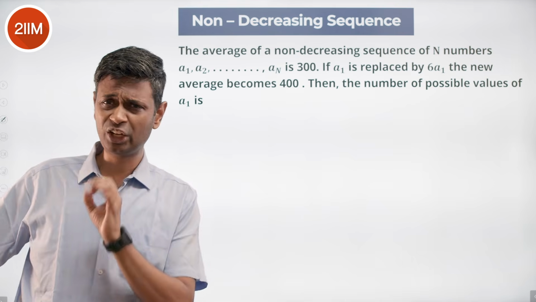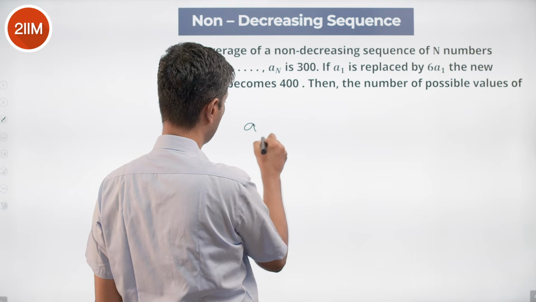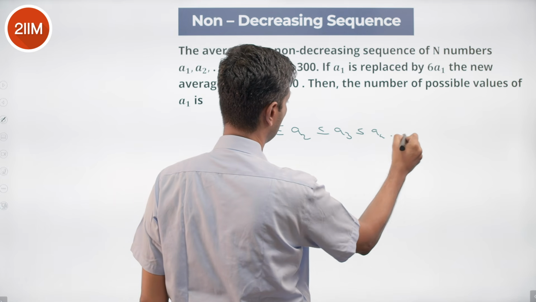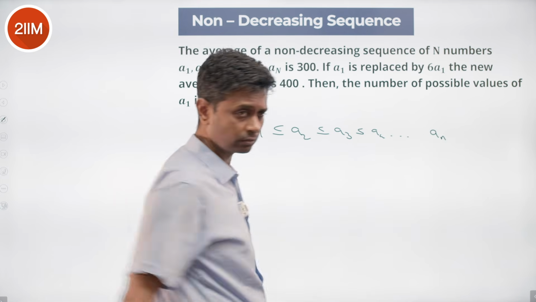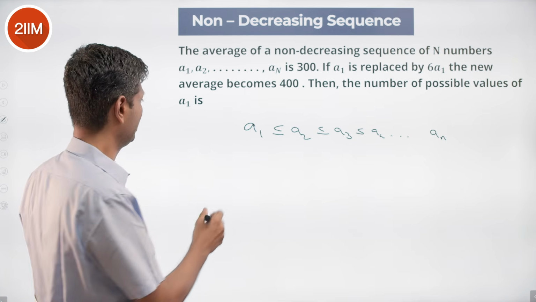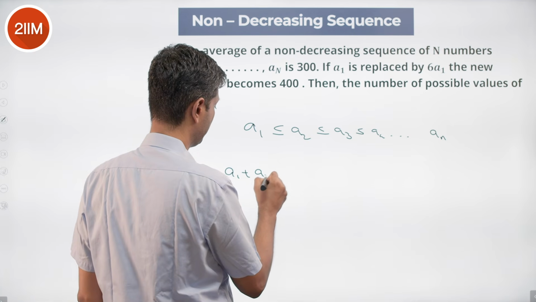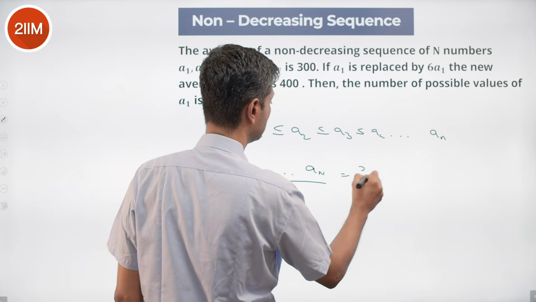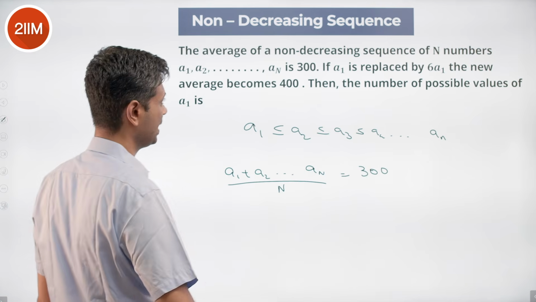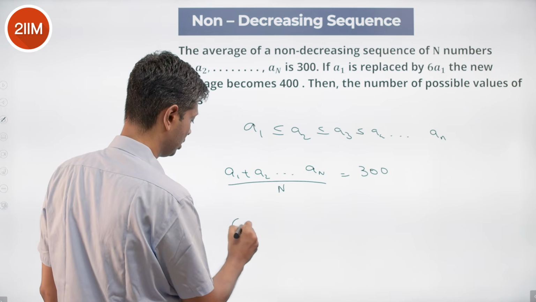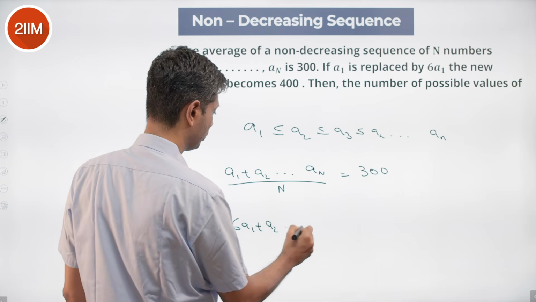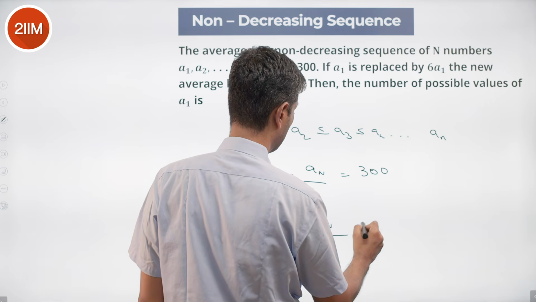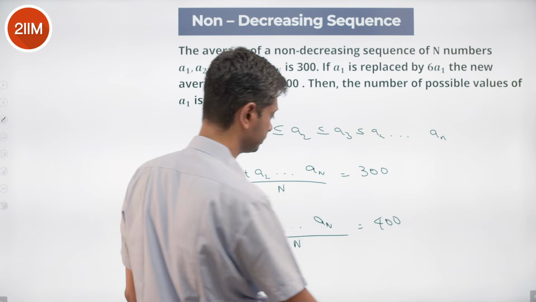A non-decreasing sequence. What does it mean? It means A1 is less than or equal to A2, less than or equal to A3, less than or equal to A4, all the way till An. Something to keep in mind. We know that A1 plus A2 till An divided by n is 300. A1 is replaced by 6A1. 6A1 plus A2 till An divided by n, average will be higher, average is 400.